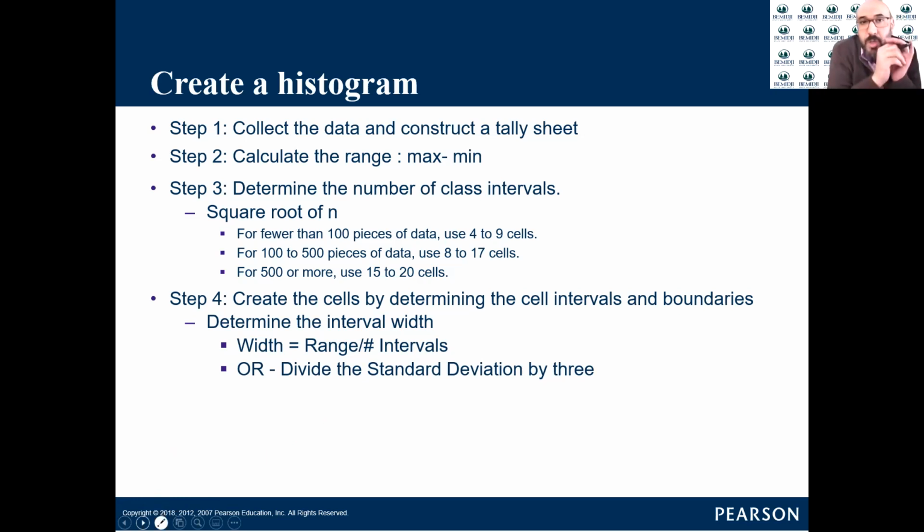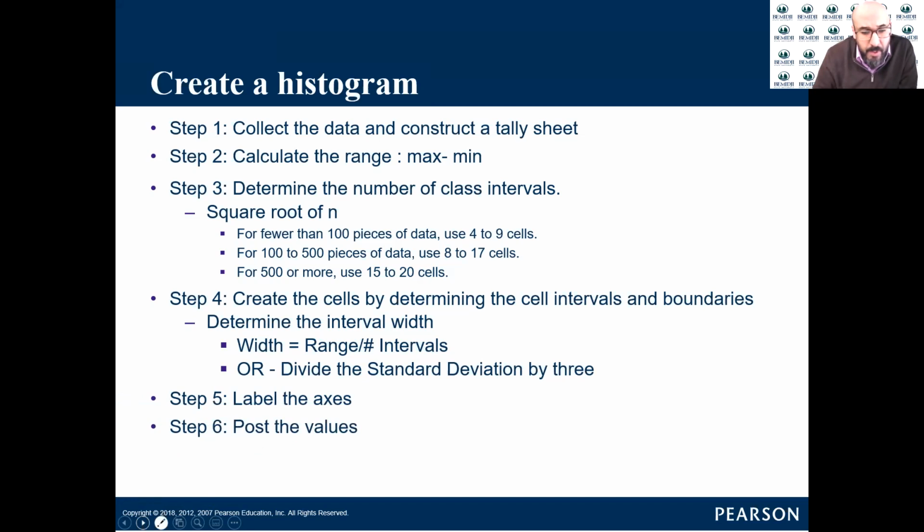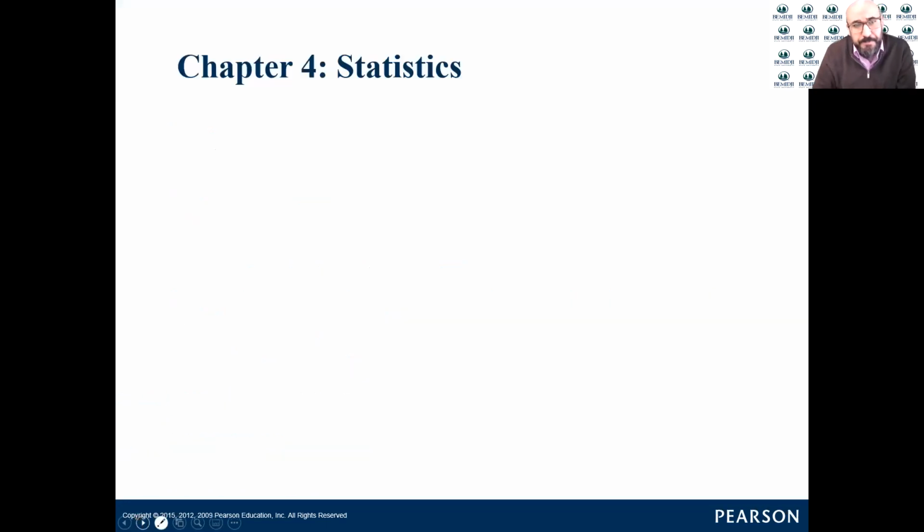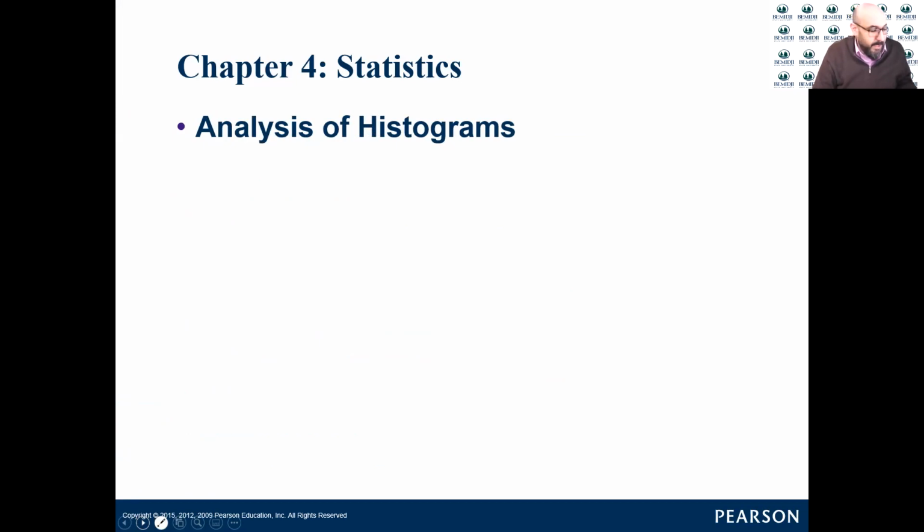And the nice thing is there are so many ways of doing it. There's no one way for it. There are a lot of ways, so I'm trying to simplify it as much as I can here. I'm going to show you an example in just a second on how to apply this. And then label the axis, and then post the values. And the last step would be to interpret the histogram. So let's take a look at creating a histogram, and we'll come back to analyzing the histogram.